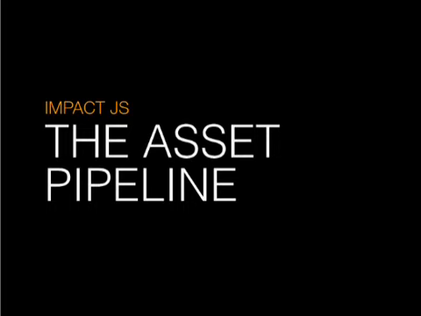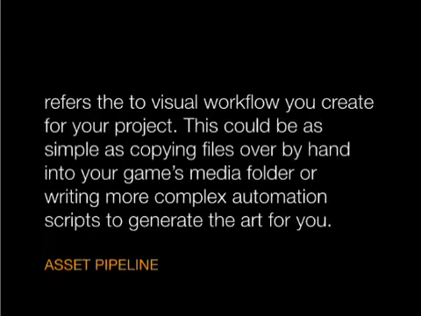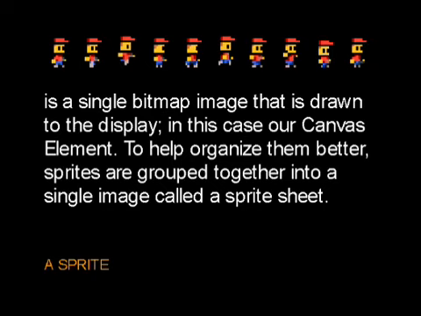So I'll talk next about the asset pipeline. When it comes to building games, we refer to the asset pipeline as the visual workflow for your project. It could be something as simple as copying files over by hand into your game's media folder, or you can write complex automation scripts to generate artwork for you, which is more what I tend to do. I like to have everything automated so I don't have to keep updating things by hand.